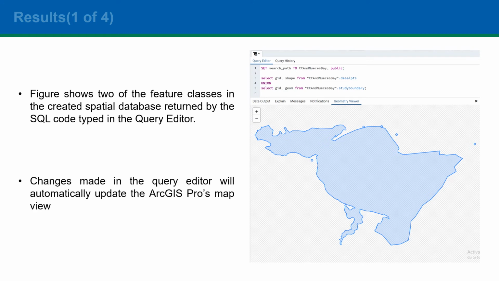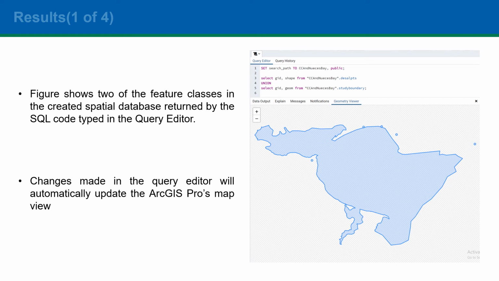One of the most important things that I learned in this project, which is something I didn't know before, is that once you connect PostgreSQL and ArcGIS Pro, any changes that you make in a query editor will automatically update the ArcGIS Pro map view. This is a very interesting feature to me because I just learned that doing this project.